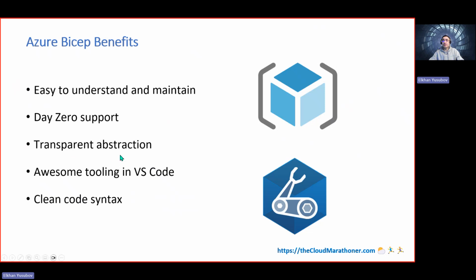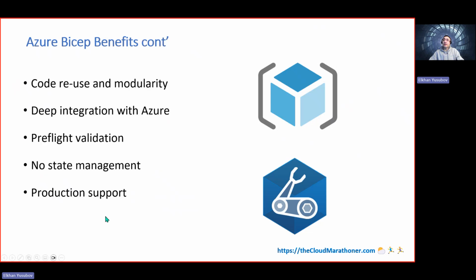Next, we already mentioned that it's a transparent abstraction over ARM template. It comes with very cutting edge and very easy to use Visual Studio Code tooling. It comes with the Bicep extension, which I'm going to show you in Visual Studio Code, and it comes with very clean code syntax. And if you continue here, it comes with a great deal of code reuse and modularity.